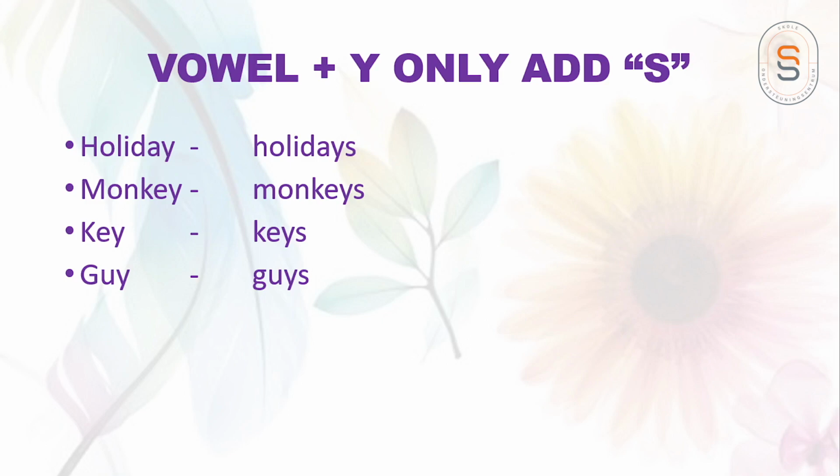Okay. Then, if the word ends in a vowel plus a Y, you only add an S. A vowel, like the A in holiday, and a Y, holiday, you only add an S. Monkey, the E is your vowel, and the Y. The same with key. Guy is a U and a Y. So here you only add an S. Make very sure when the word ends in a vowel plus a Y, you only add an S. Vowel plus Y, only add an S.